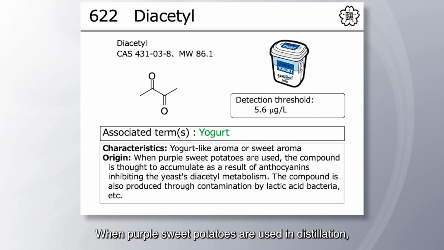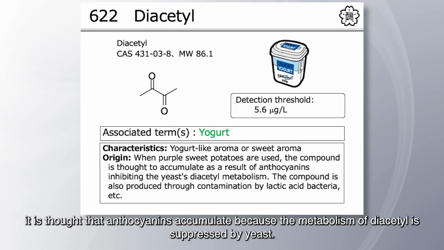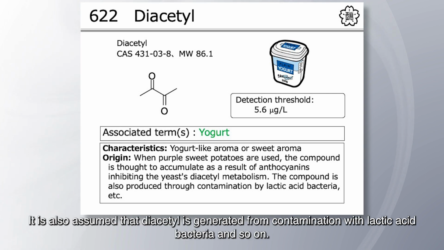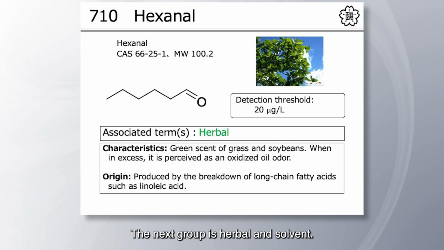When purple sweet potatoes are used in distillation, it is thought that anthocyanins accumulate because the metabolism of diacetyl is suppressed by yeast. It is also assumed that diacetyl is generated from contamination with lactic acid bacteria and so on. The next group is herbal and solvent.